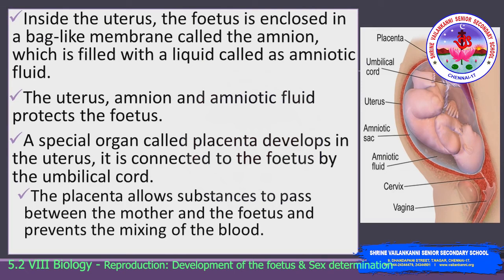Inside the uterus, the fetus is enclosed in a bag-like membrane called the amnion, which is filled with a fluid called the amniotic fluid, as you can see in the picture. The uterus, amnion and amniotic fluid protect the fetus. A special organ called the placenta develops in the uterus. It is connected to the fetus by the umbilical cord. The placenta allows substances to pass between the mother and the fetus, and it also prevents the mixing up of the fetal and the maternal blood.